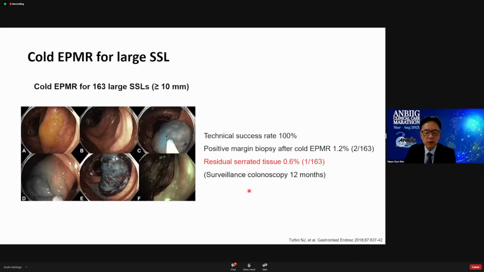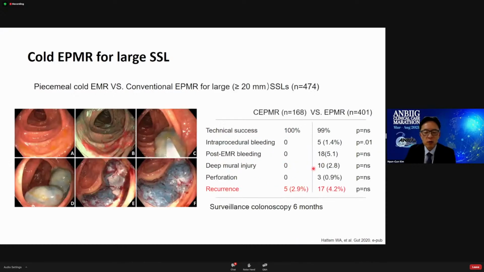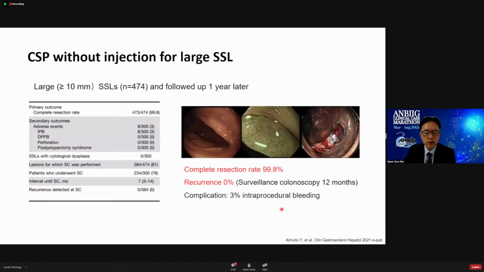In fact, cold piecemeal EMR has shown outstanding results for removal of large sessile serrated lesions in recent studies. One study showed a 0.6% residual rate in the surveillance colonoscopy after removal of large SSLs with cold piecemeal EMR, and in another study, cold EMR was more advantageous in recurrence than conventional piecemeal EMR for SSLs larger than 20 millimeters. Also, a recent Japanese study reported a 0% recurrence rate after removing large SSLs with piecemeal cold snare polypectomy without an injection method.